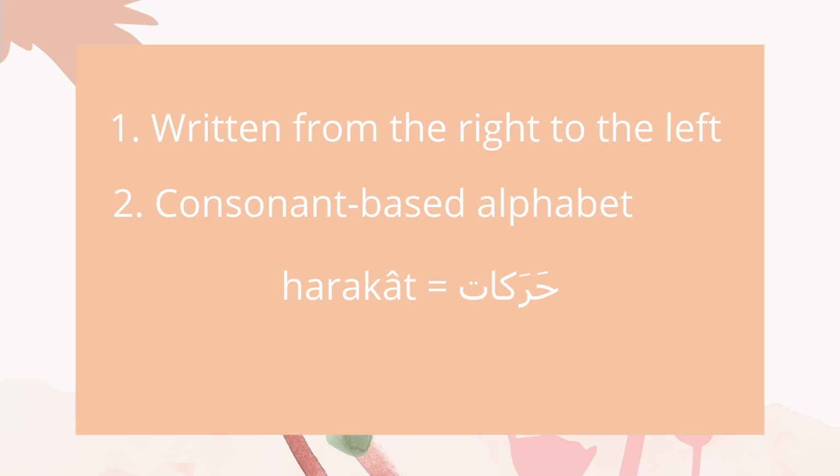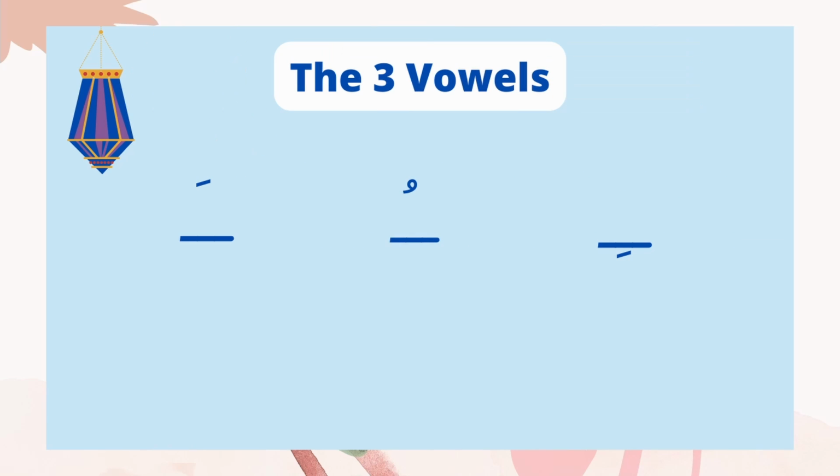Arabic is written from the right to the left. It has a consonant-based alphabet. This does not mean that vowels do not exist, of course. They do. However, they are not indicated by letters, but rather by diacritics called harakat. There are three of them: a, i, and u.